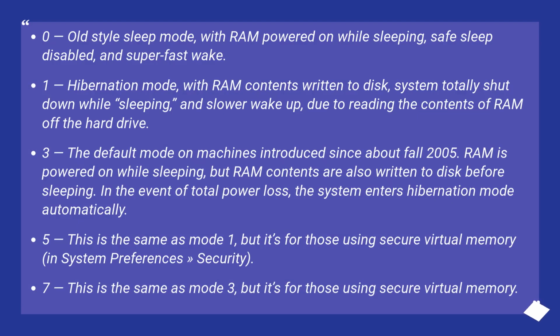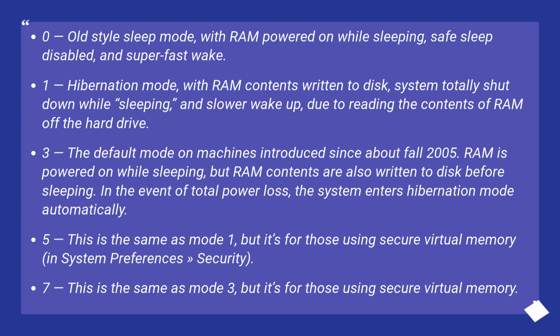Zero: old style sleep mode, with RAM powered on while sleeping, safe sleep disabled, and super fast wake. One: hibernation mode, with RAM contents written to disk, system totally shut down while sleeping, and slower wake up, due to reading the contents of RAM off the hard drive.